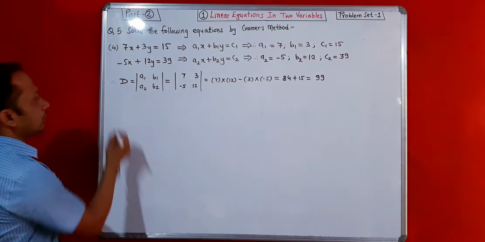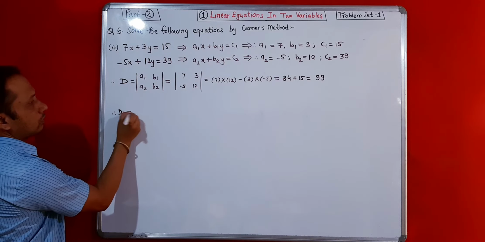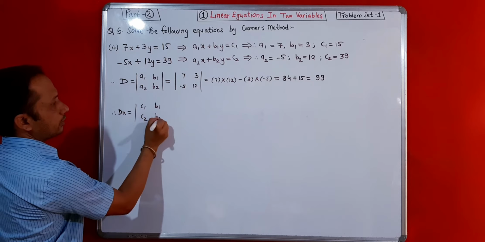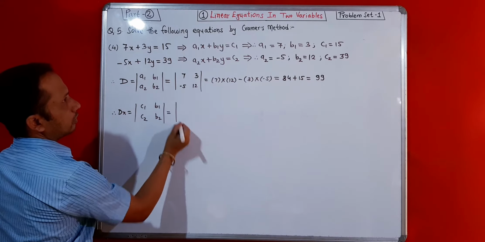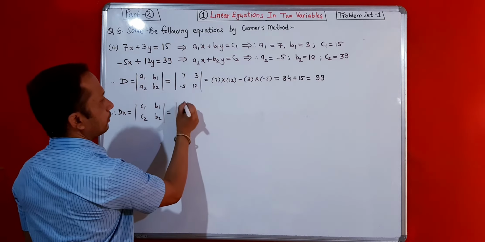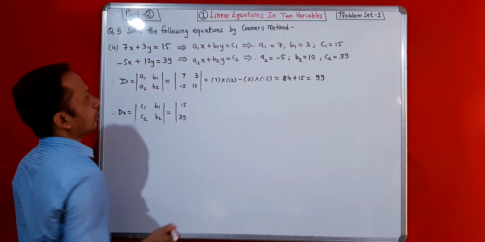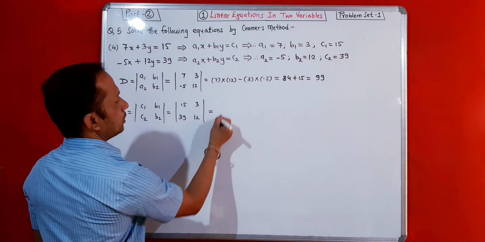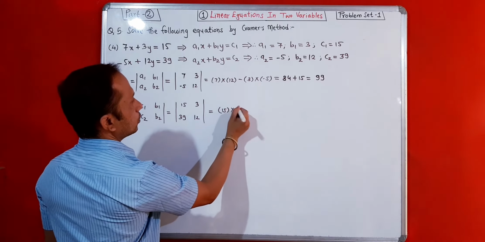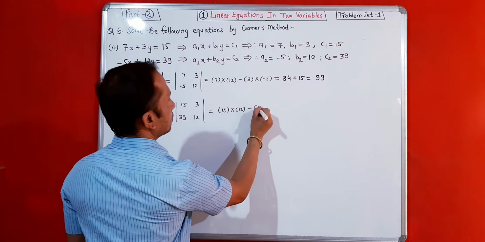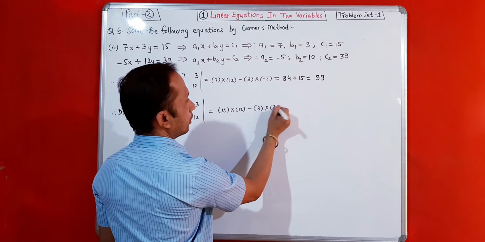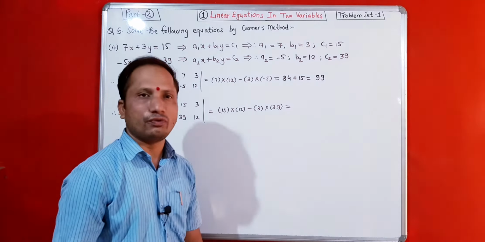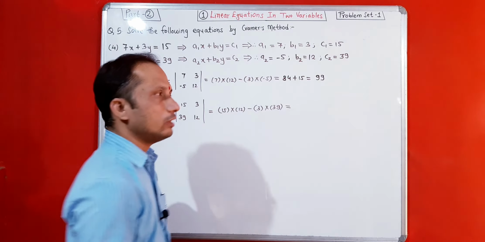Now second, therefore dx. You know that c1 c2 goes at the place of a1 a2, as it is. So see, 15 and 39 are c1 c2, and b1 b2 are 3 and 12. So do this: 15 into 12 minus 3 into 39. If you solve this, 15 tens are 150 and 15 12s are 180.